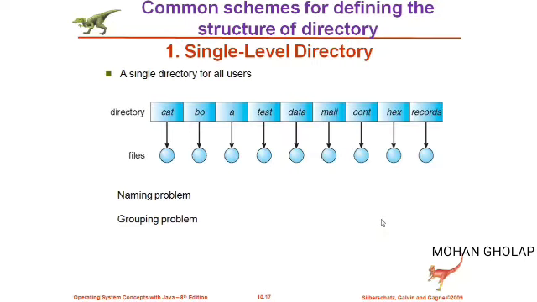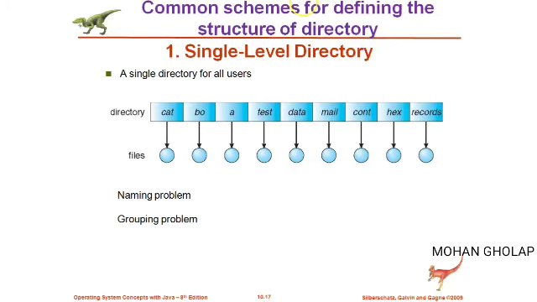Next we'll see the common schemes for defining the structure of a directory. Presently we are discussing the structure of a directory, and in that we saw the basics of a directory: how exactly the directory will be, what the contents of a directory are, what the different operations that can be performed on a directory are, and so on. Now we'll see the different schemes for implementing or defining the structure of a directory. We'll discuss these one by one.